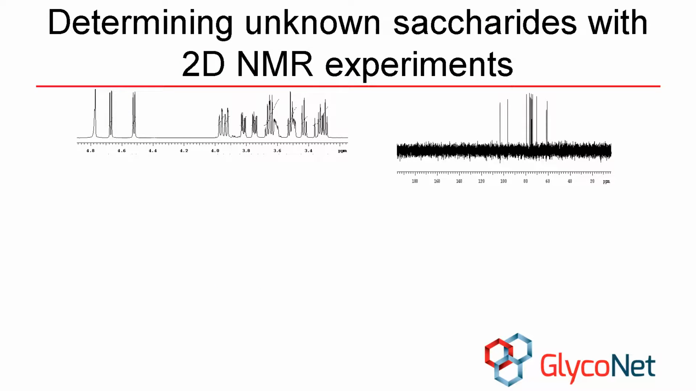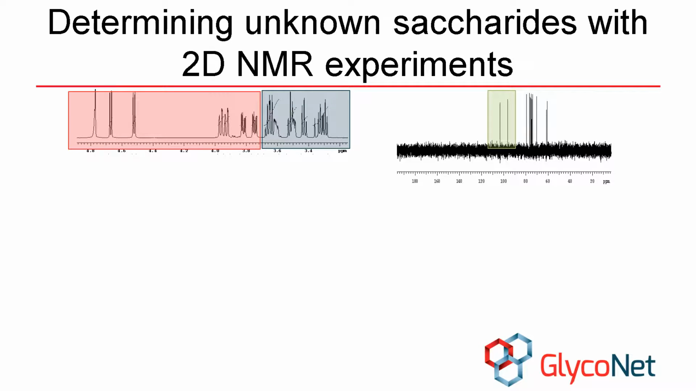Let's look at an example of how we can use all of these NMR experiments that we have discussed to determine the structure of an unknown sample. If we look at the 1D proton, we see that there is one region of the spectrum that is well defined and has clear coupling constants, and a second region of the NMR that has extensive overlap of peaks and unclear coupling constants. In the 1D carbon NMR, we see that many of the carbon signals are clumped together and only the signals due to the anomeric protons are clear.